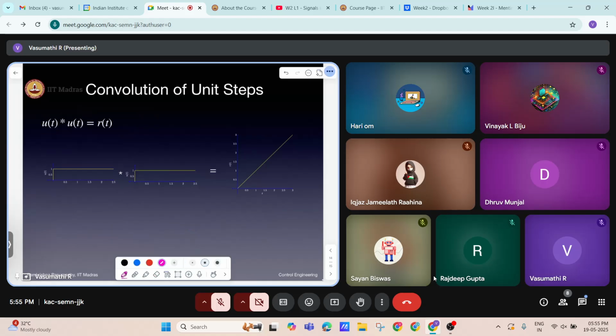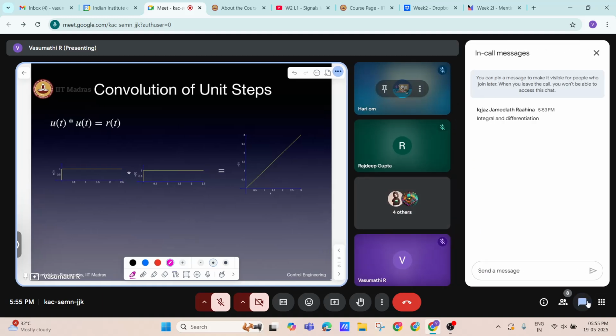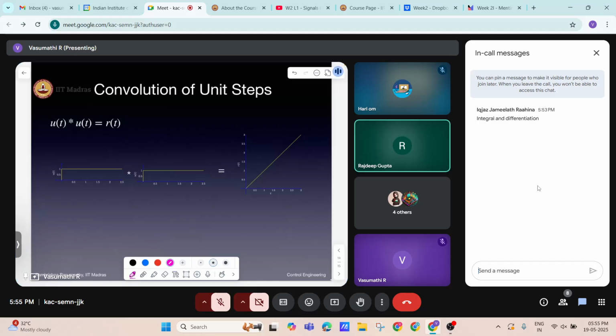So from this, can you say what the convolution of two ramp signals would be? You can type it in the chat box. Convolution of two ramp signals, what will that give? Parabolic signal, yes. If anyone has any doubt in this?